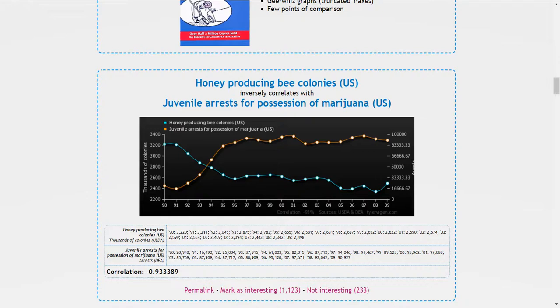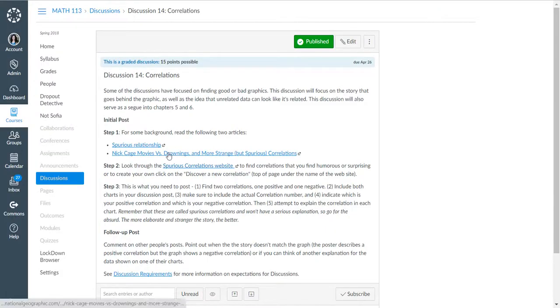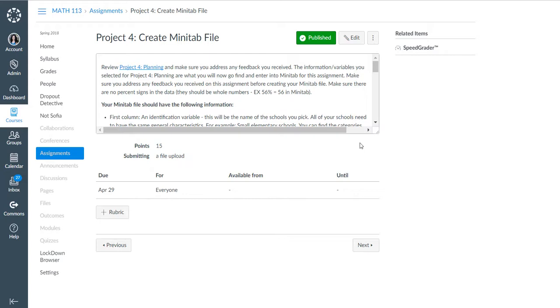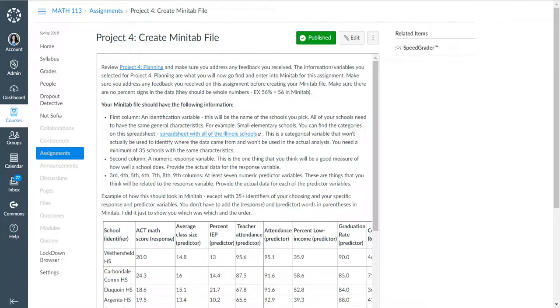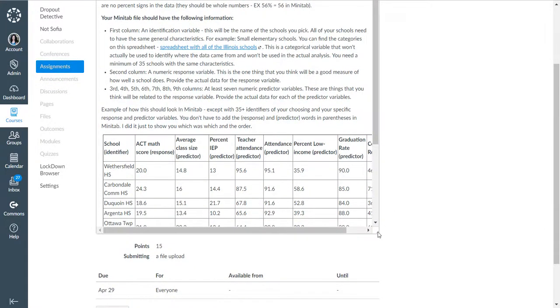So back to the actual discussion, find a positive and negative one, put the charts in, make sure to put the correlation number, indicate which is positive, which is negative, and make up a funny story. So there's that assignment.